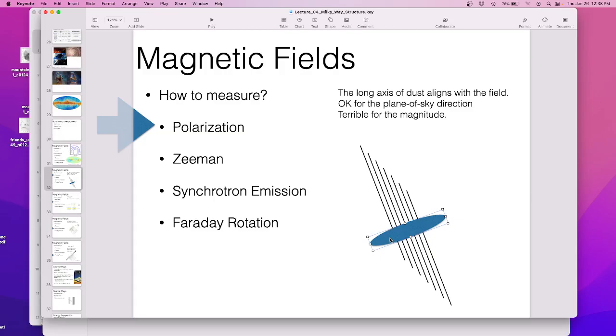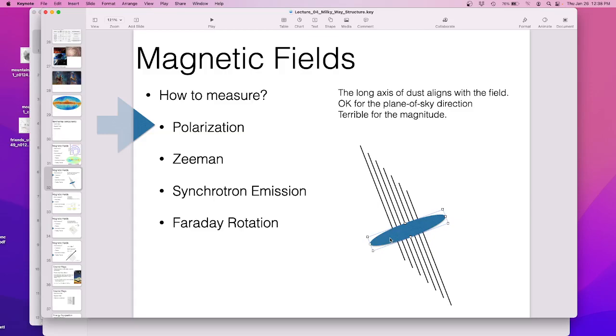Emission is similar. I've got a dust grain and my electrons can only move along the dust grain. I mean, they can move side to side along the dust grain too, but the wave function is big compared to the grain side to side, so it can only move along the dust grain. So it makes an electric field that's polarized along that dust grain.